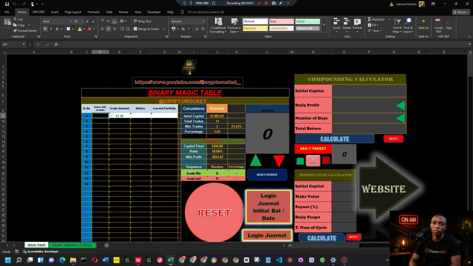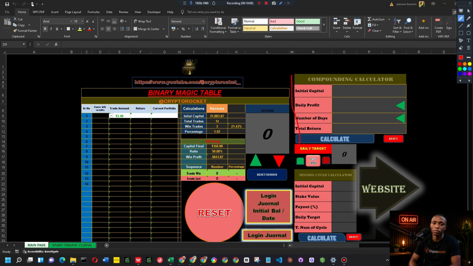So we have another screen here. This one is called the compounding calculator. What this one does is: we have initial capital, we have daily profit, we have number of days, and we have total returns.